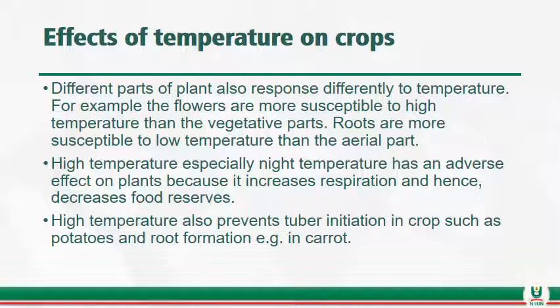Also, high temperature, especially at night, has adverse effects on the plants because the higher the temperature, the more the respiration and more energy is required by the plants, and before you know it, the plant will start to dry up faster because they use up the food reserves, and at the end of the day, it's not even enough for the plant. They start to show all manner of stress signs. High temperature also prevents tuber initiation in crops that produce tubers like potatoes and carrots. That's for their root formation. So these are the effects of temperature on crops.